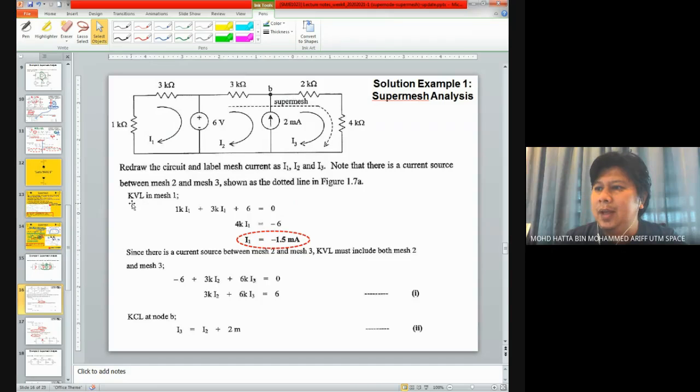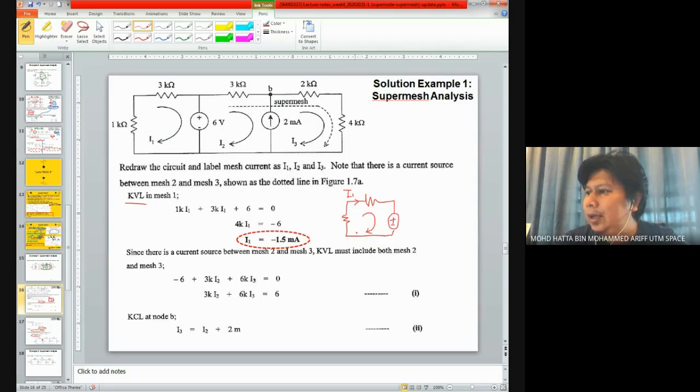First of all, you need to apply KVL in mesh number 1. Since this is a mesh analysis, means that we try to apply KVL. Mesh number 1 basically consists of this resistor, 1 kilo ohm, 3 kilo ohm, and also 6 volt. And current is flowing this way. Remember, once you set your current flowing in that direction, keep it that way. Don't try to change the direction of the current. So this is considered as I1.